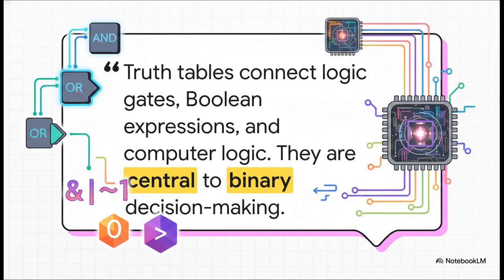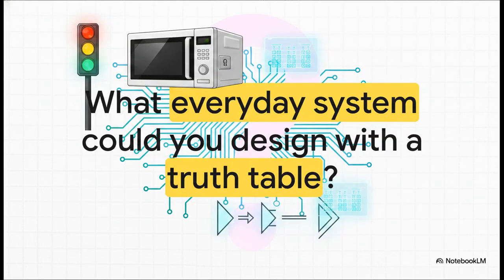So what's the big takeaway from all this? The main idea is that truth tables are the central hub. They're the connection point that links the visual language of logic gates, the mathematical language of Boolean expressions, and the fundamental decision-making process that happens inside a computer. And that leaves us with one final question to think about. From the traffic lights at an intersection to the safety lock on your microwave, what everyday system could you model, or maybe improve, or even invent using just a simple truth table?